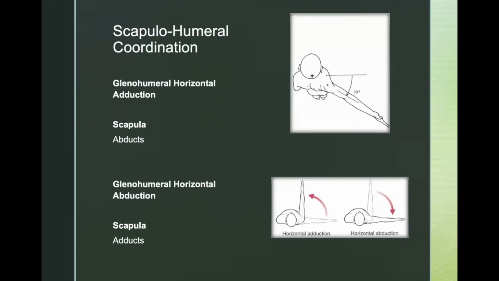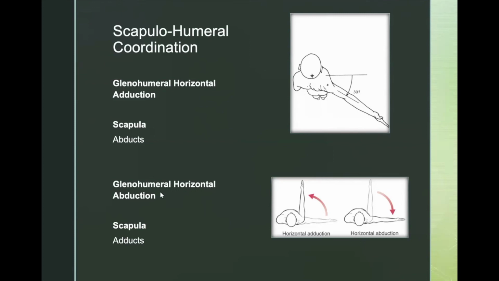And we have horizontal adduction of the glenohumeral joint coming across the body toward the midline of the body. So that is pictured down here on the lower left. So this motion of the glenohumeral joint is paired with abduction of the scapula. And remember, abduction we also call protraction.